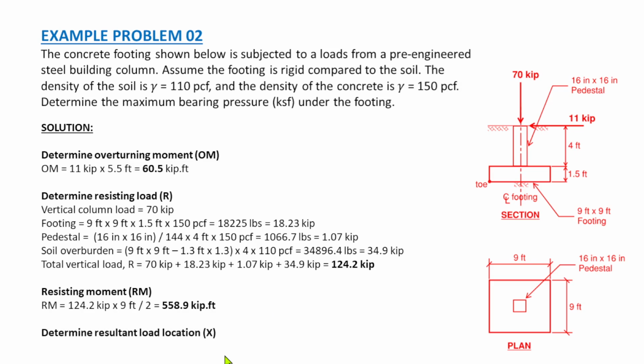So the next one is to determine the location of the resultant force. We have already determined the resisting moment and the vertical loads. Then the next one is to determine the location of our resultant. The equation to determine the location is the RM minus the overturning moment, over the total resisting load. That is 508.9 kip-feet, which is this one, minus the overturning moment, which is this one here, and divide by the total resisting load, 124.2 kips, which is coming from here. So we have the location of 4.01 feet. That is the location of our resultant load, referenced from point 2 going to the right side.